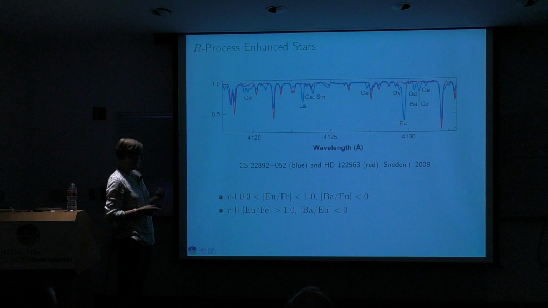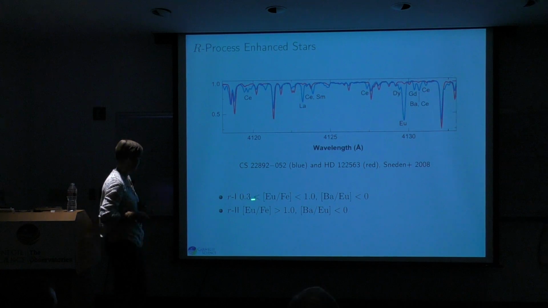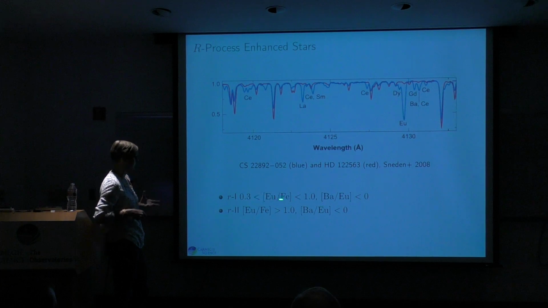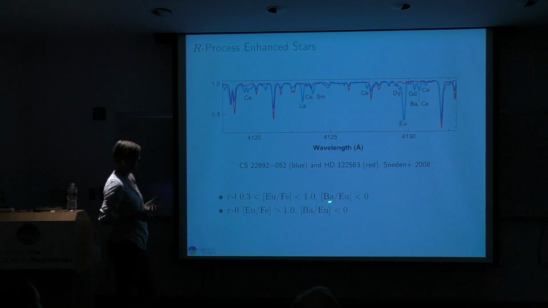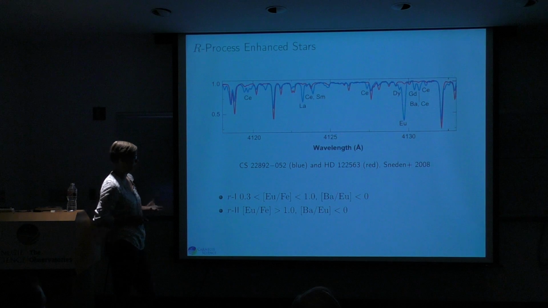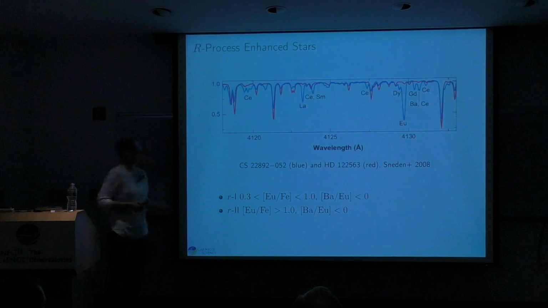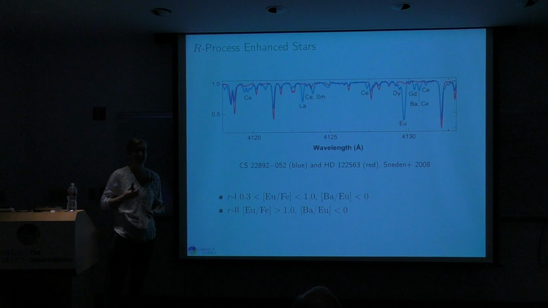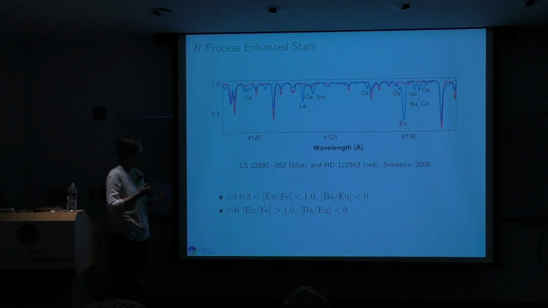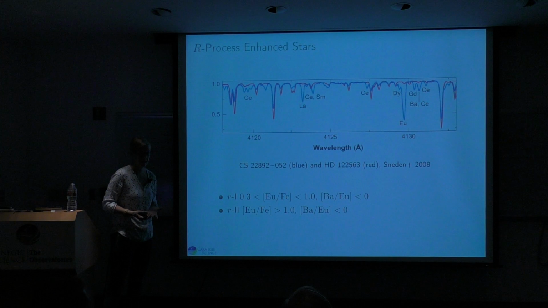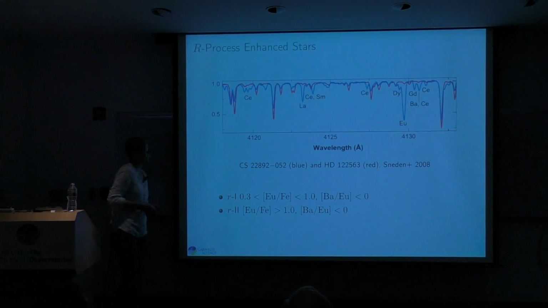And this group of stars we put into two categories. We have the mildly R process enhanced stars, the r-I stars, which have a [Eu/Fe] of 0.3 up to 1. And then we have the really strongly enhanced r-II stars, which have [Eu/Fe] of more than 1. And then we put in this barium to europium ratio condition to make sure that it's actually an R process, because all of the elements you see in this spectrum can be produced in both the R and the S process. But if we have more europium than barium, then we know that it's an R process signature, basically. And that's what we want.